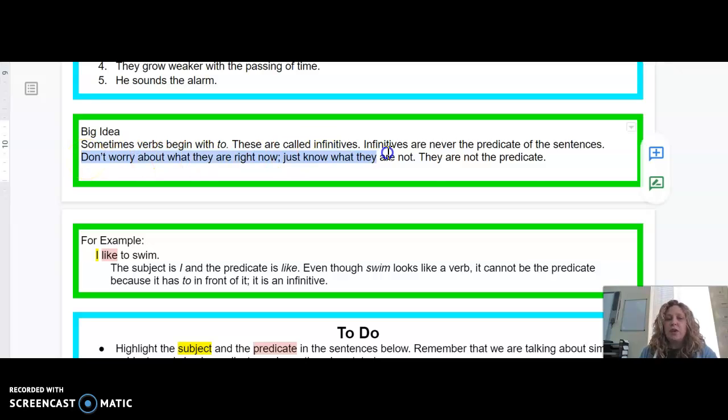Don't worry about what they are right now, what sort of grammatical function they serve. If they're not the subject and they're not the predicate, well, then what are they? Who cares for now? We'll get there eventually, but it doesn't matter that you can identify them as something else yet. Just know that they're not the predicate.